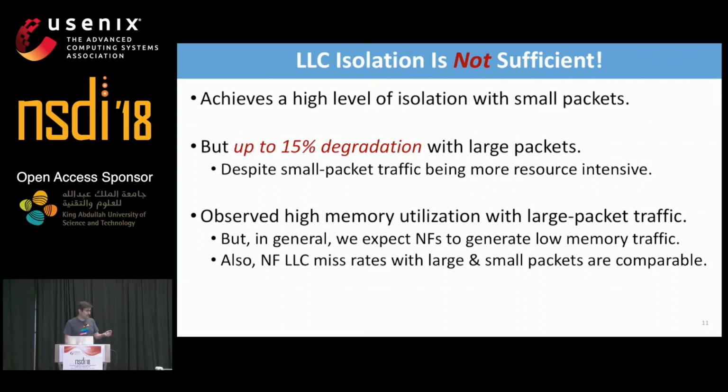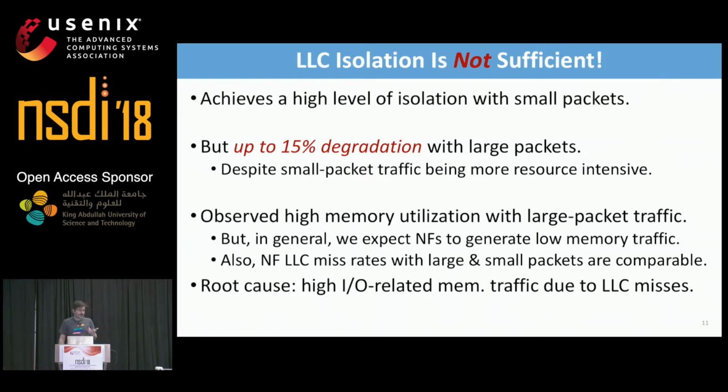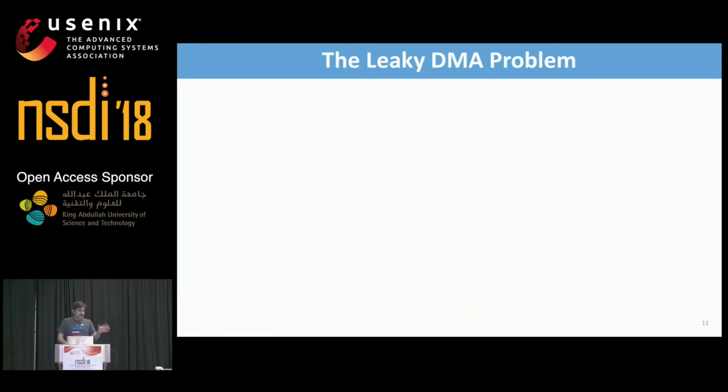Moreover, another counterintuitive thing we observed is that the network function LLC miss rate, so the last level cache miss rate, we observed for small packet and large packet traffic was pretty much the same. So what is happening is I/O related. We have a high I/O related memory traffic due to LLC misses for I/O. And with that, the problem is with I/O, and specifically DDIO, and how it operates and how the software uses that feature. We coined the term the Leaky DMA problem to refer to this problem.